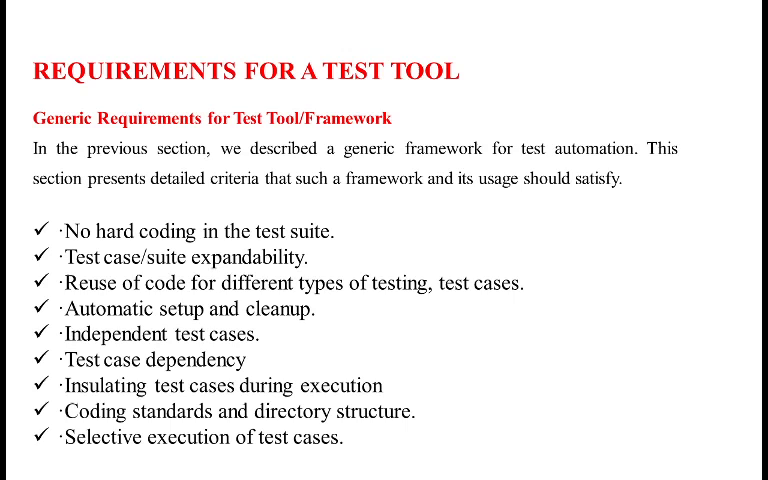The next requirement is reuse of code for different types of testing and test cases. The functionality of the product, when subjected to different scenarios, becomes test cases for the different types of testing. This encourages the reuse of code in automation. All the functions that are needed by more than one test can be separated and included in libraries. So this is requirement 3.